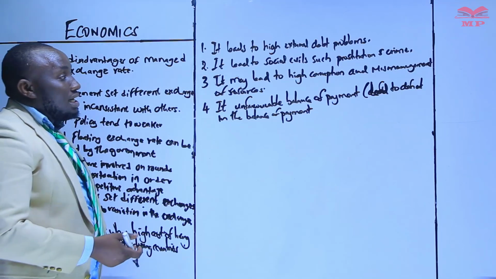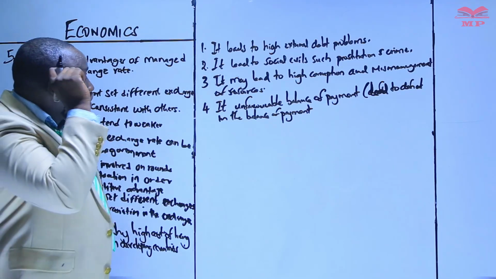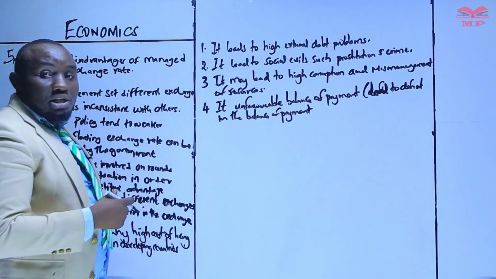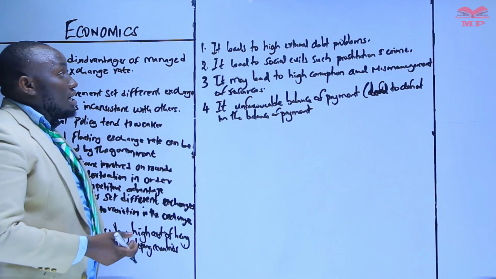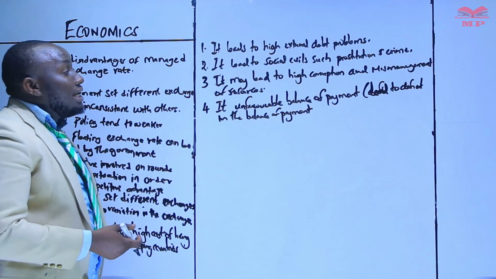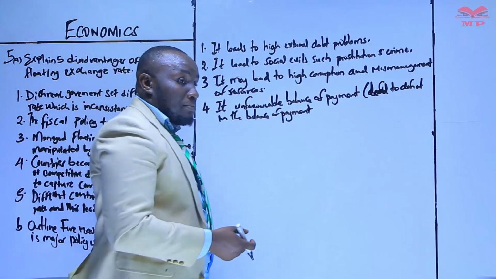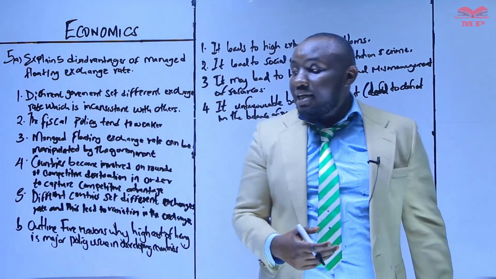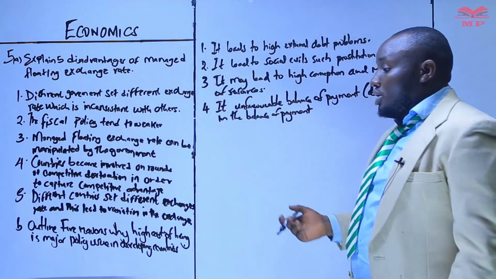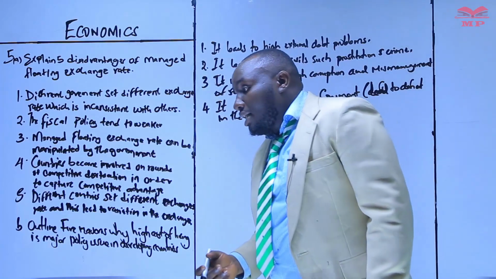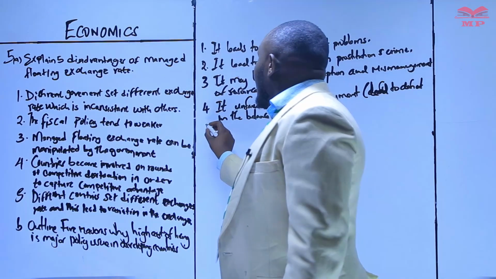We have talked about high corruption and mismanagement. We've also talked about social evils such as prostitution and crime. Then you can also talk about high external debt: because the cost of living is very high, a country has to borrow a lot in order to cover the expenses.